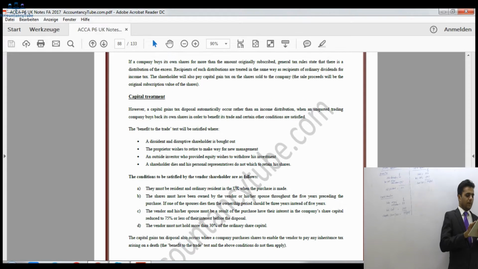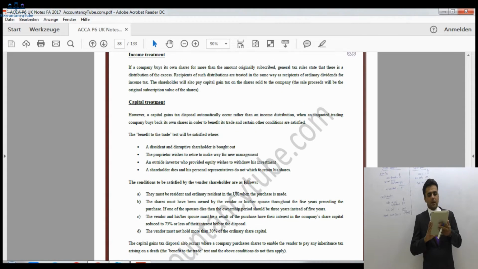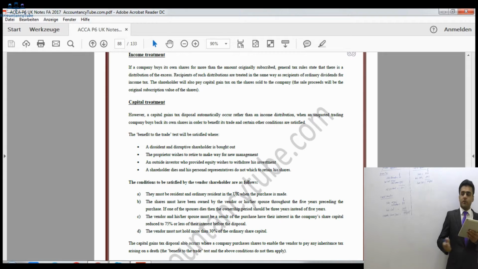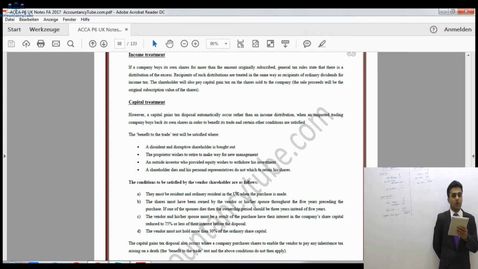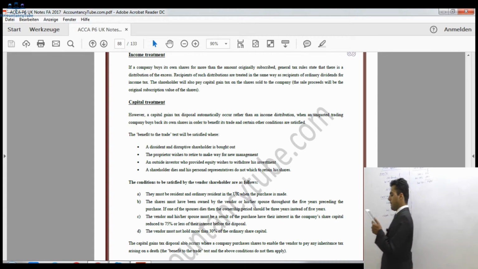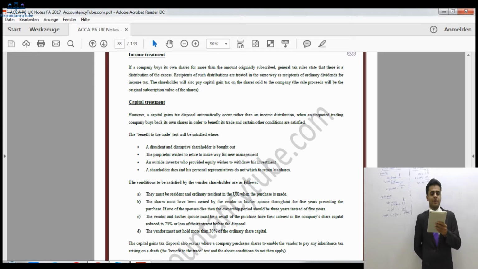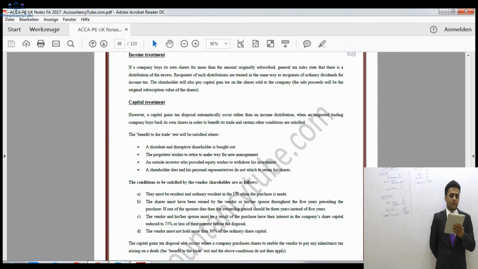That's our company buys back its own shares. Now, first of all, it says income treatment, which I have listed down here on the left side on the board. So if a company buys its own shares for more than the amount originally subscribed, general tax rule says that there will be a distribution of the excess. The recipient of such distribution is treated in the same way as the recipient of the ordinary dividend for income tax purposes. The shareholder will also have to pay capital gains tax on the shares sold to the company.